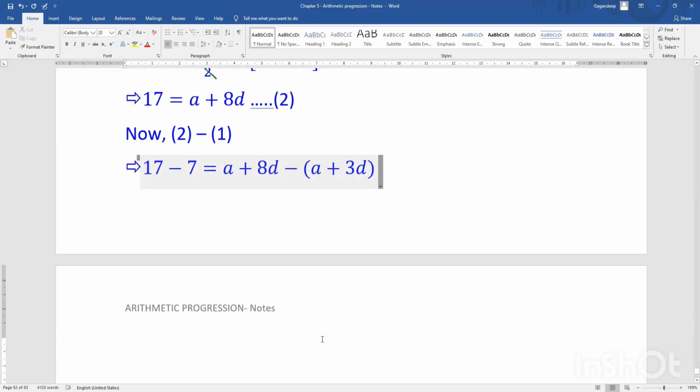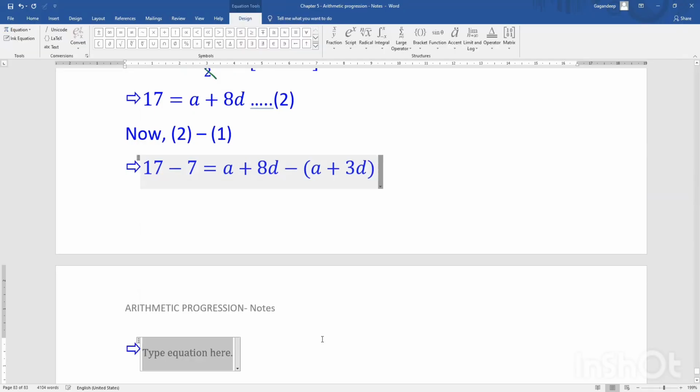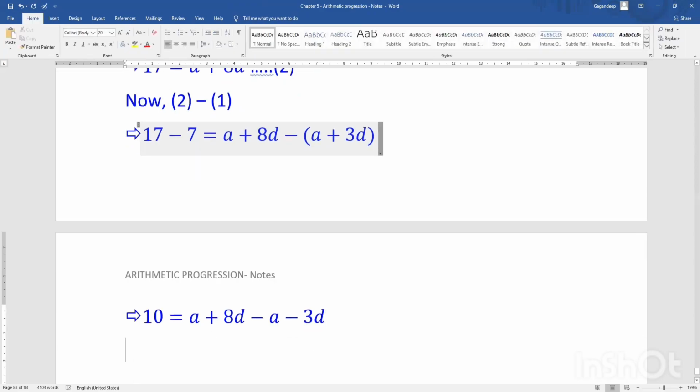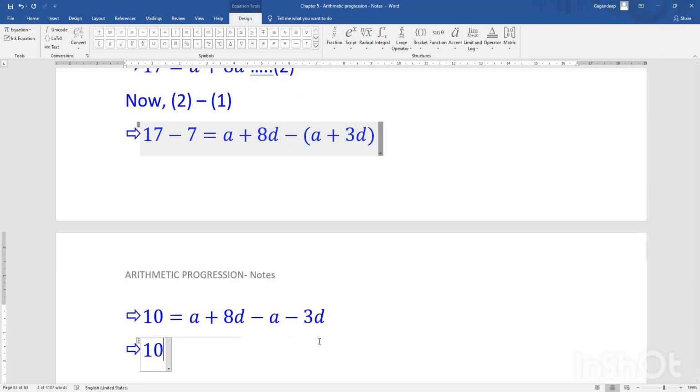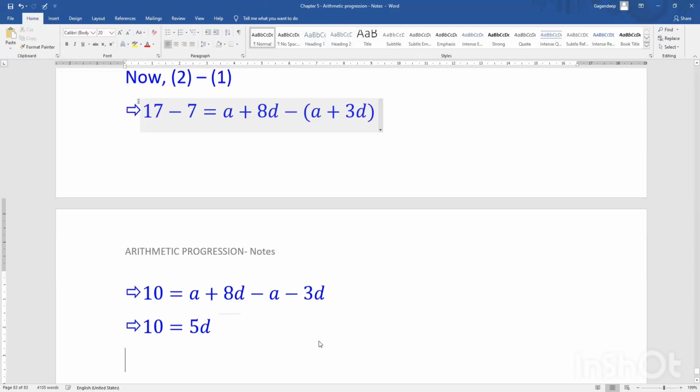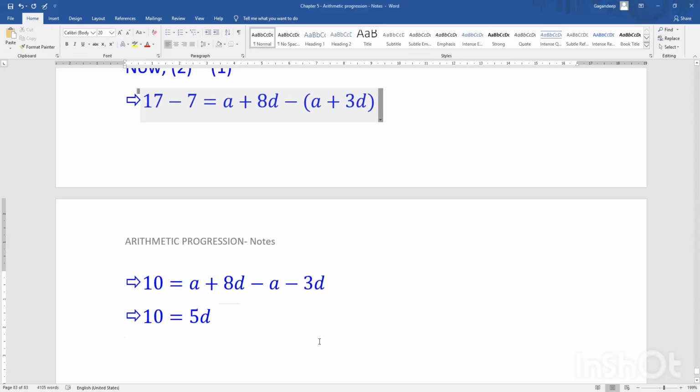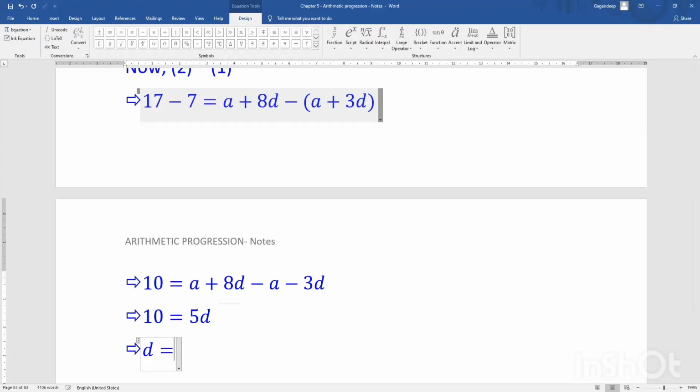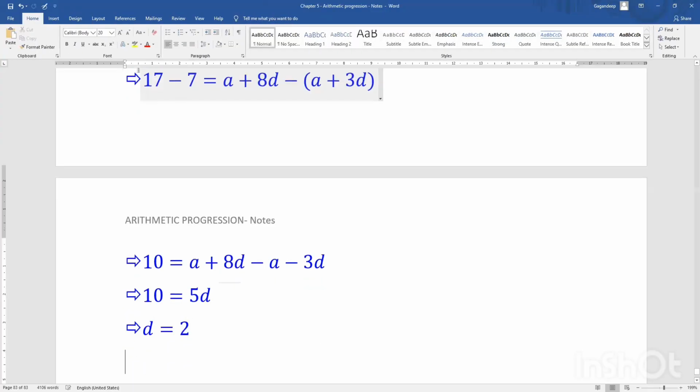Then 17 minus 7, what you get? It is nothing but 10. So 10 equals a plus 8d minus a minus 3d. Or I write it as 10 equals, a and a gets cancelled here also, and 8d minus 3d, we get it as 5d. Or it means that d equals how much? So now here it means d equals 2 because 5 ones are 5, 5 twos are 10. So I get d as 2.